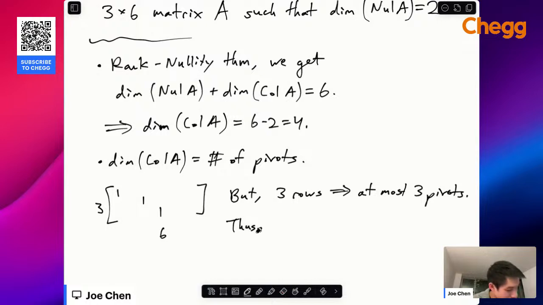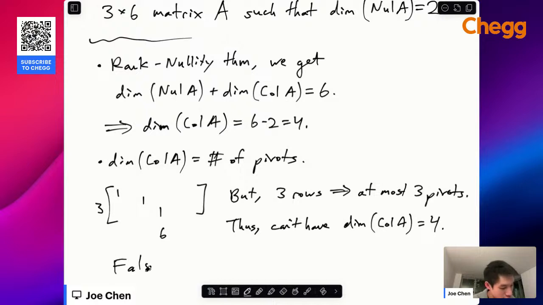Thus, you can't have the dimension of the column space be 4. So the answer is false. I also now see that Richer Than Life on TikTok got it exactly right. That's false because you get 4 for the column space, and that is not possible. All right, very good.